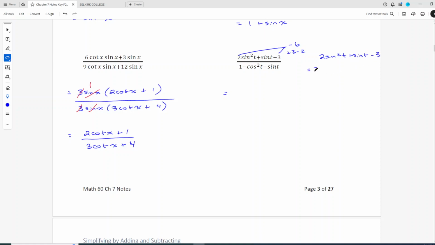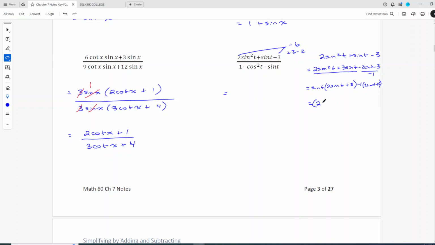I'm going to break that middle term up into 2 sine squared t plus 3 sine t minus 2 sine t minus 3. Oh, I just made it. Then I'm going to factor by grouping. Out of the first group, I can take out a sine t to be left with 2 sine t plus 3. Out of the second group, I want it to be positive 2 sine t plus 3, so I know I'm going to take out a negative 1, plus you always take the sign of the first term. I'm going to take out a minus 1, and I'm left with 2 sine t plus 3.